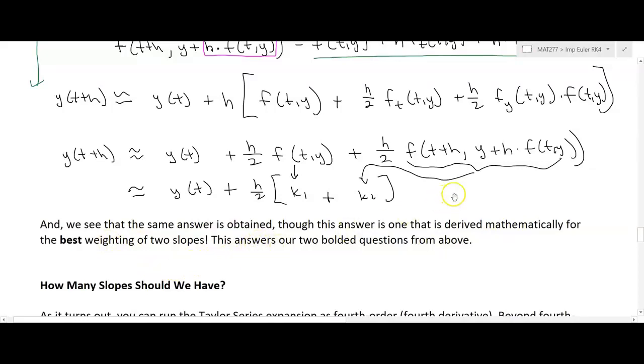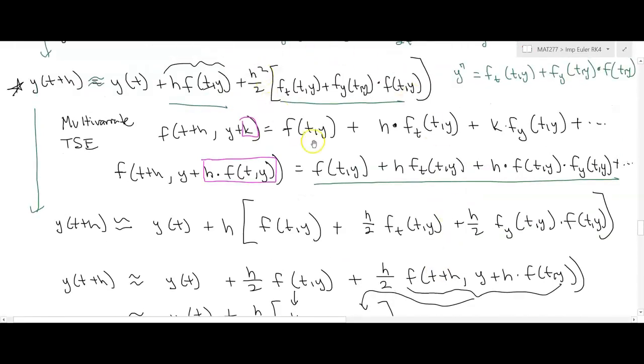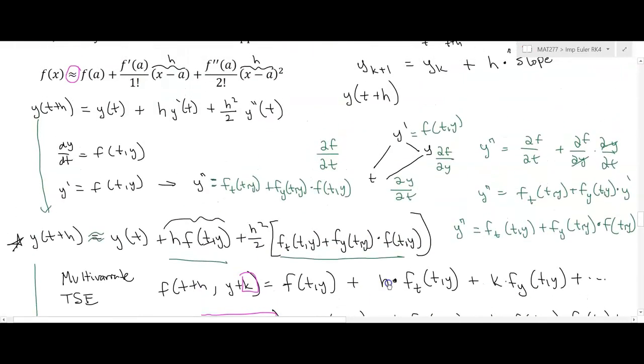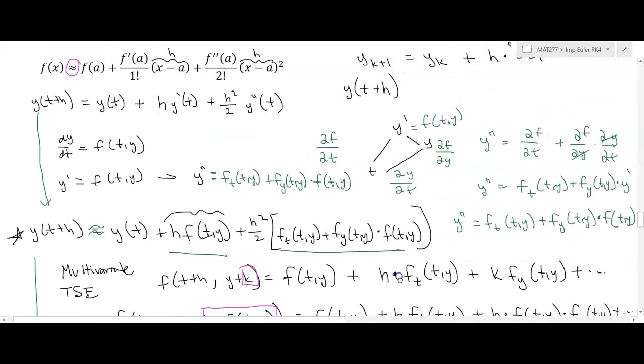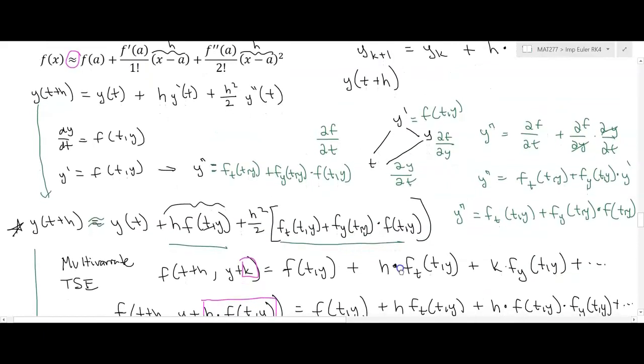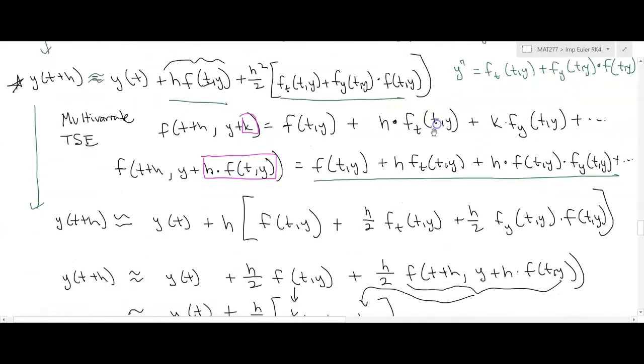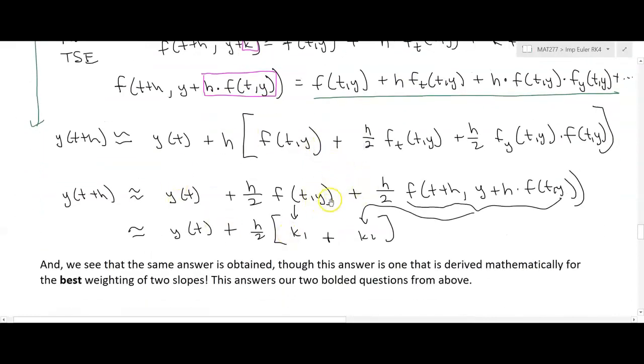This answers our two bolded questions from above. So I realize there's a lot going on here, and you don't necessarily have to be able to rederive this, but at least seeing how we do these types of things might be beneficial. So our intuition was right. Let's use the beginning and end slope, and let's average them together, giving them equal weights.